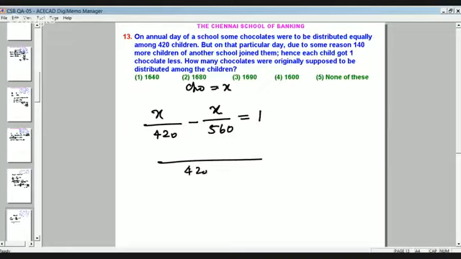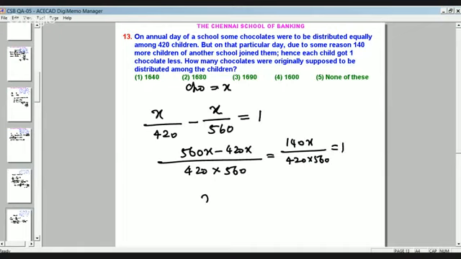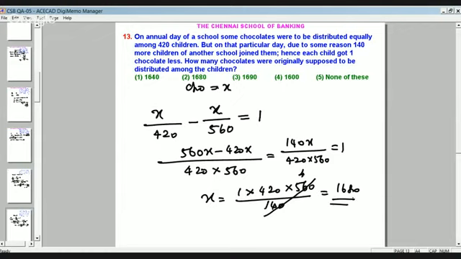ஸோ எல்சிஎம் இஸ் 420 இன்ட்டு 560. 560 எக்ஸ் மைனஸ் 420 எக்ஸ் ஈக்குவல் டு டிஃப்ரெண்ட் 140 எக்ஸ் பை 420 இன்ட்டு 560 ஈக்குவல் டு 1. தெர்ஃபோர் எக்ஸ் ஈக்குவல் டு 1 இன்ட்டு 420 இன்ட்டு 560 பை 140. ஸோ வாட் இஸ் ஆன்சர்? 1680. கேட்டது டோட்டல் நம்பர் ஆஃப் சாக்லேட் வேர் 1680. நோட் டவுன்.